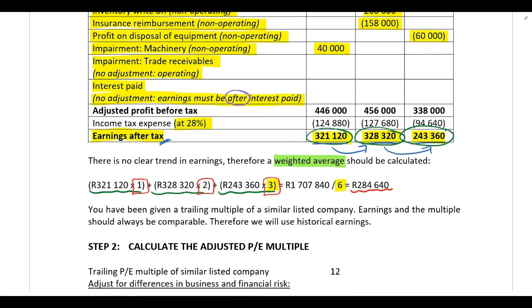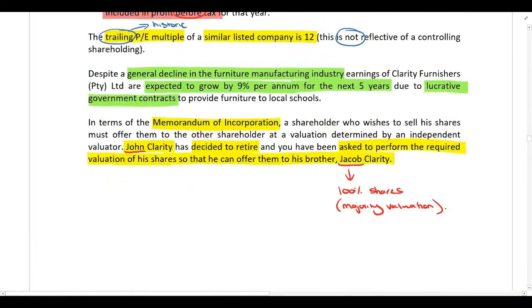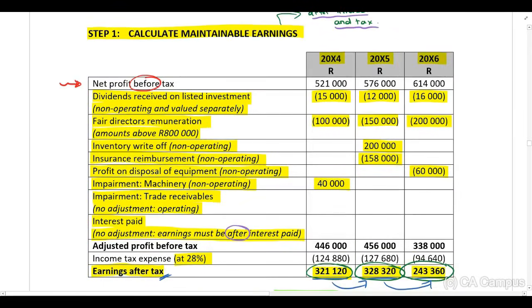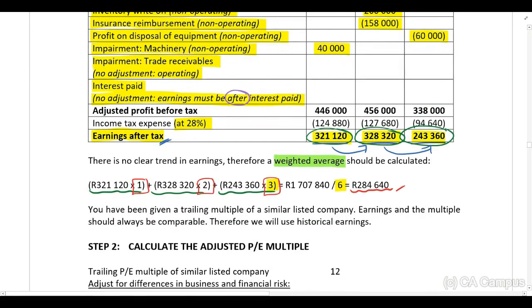Then please note before we move on, in the question, we were given a trailing PE multiple of a similar listed company. And remember, a trailing multiple is just a historic multiple. And I said to you, your earnings must always be comparable to the multiple. So if the multiple is historic, then the earnings should also be historic. And you can see we have done that in this question. We've used information for the past 3 years. This is all historic information in order to calculate our maintainable earnings.